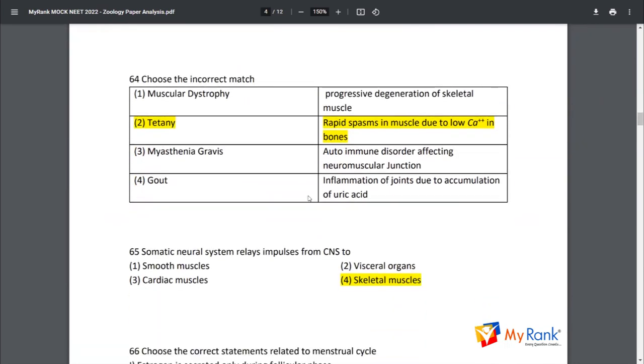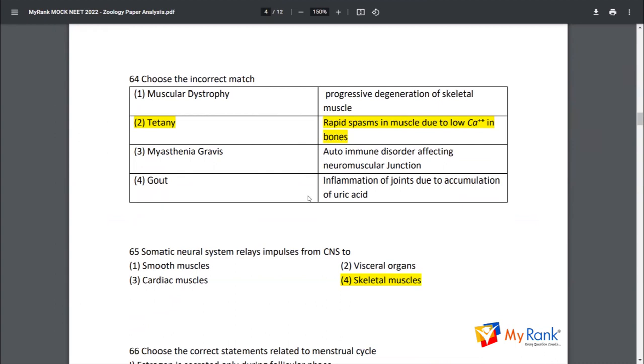Now, question number 64. Choose the incorrect match. Again, we should find out the incorrect pair amongst the following. Option 1, muscular dystrophy. Muscular dystrophy is a disease where you have muscle wasting, so progressive degeneration of skeletal muscle. A correct statement.